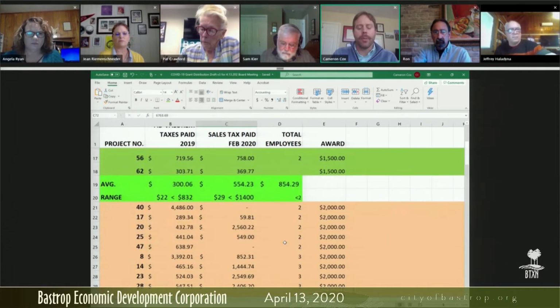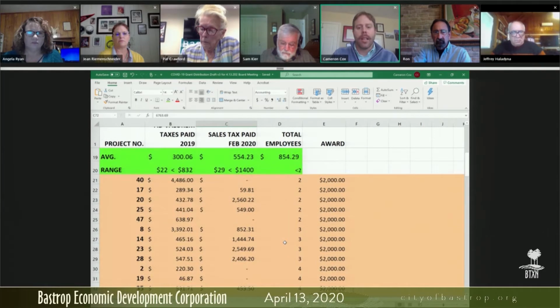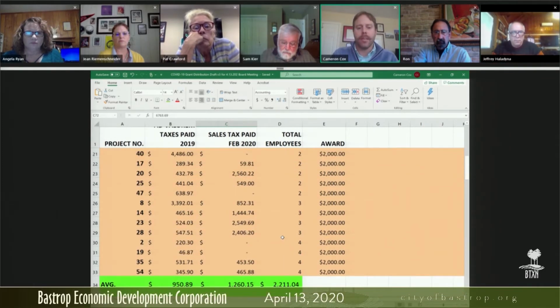And then the second group have at least 2 employees, up to 4 employees. And again, if they don't have a number in for the sales tax, that's a service that they provide and therefore do not pay a sales tax.